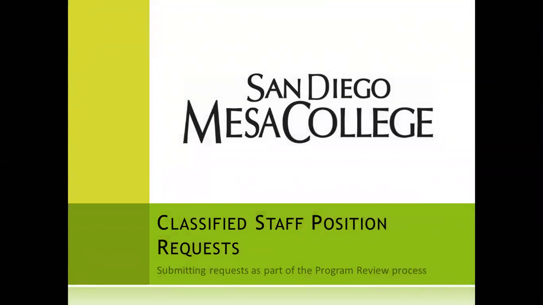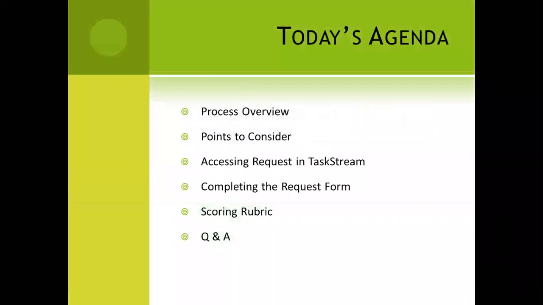Hello, everyone. Welcome to the Classified Hiring Priority Committee training. Today, we are going to be going over the process of the request form, some things to consider when you're filling out the request, accessing it through TaskStream and how to re-upload it, and just completing the request, what to fill in, the appropriate data, going over the rubric we use to score, and then we will have Q&A after the training is over.